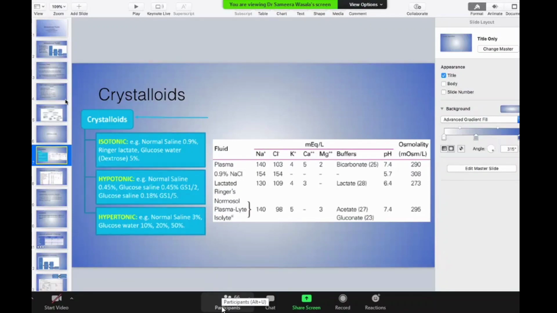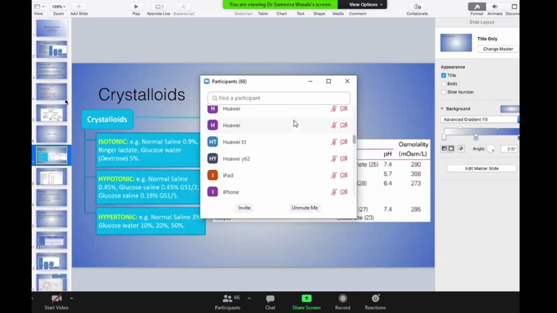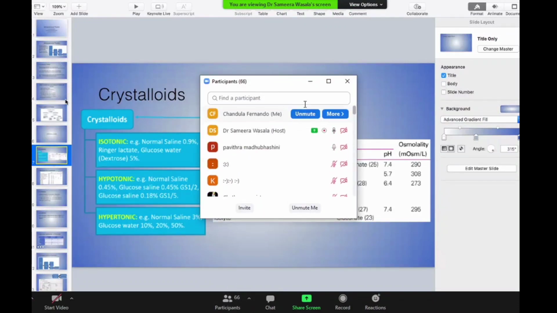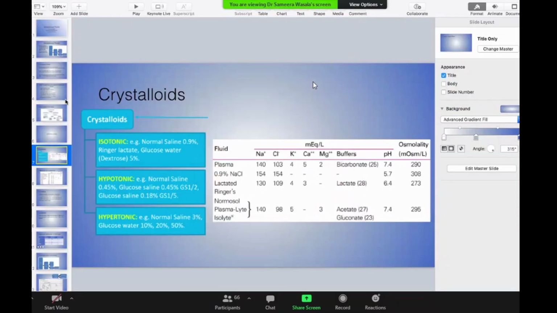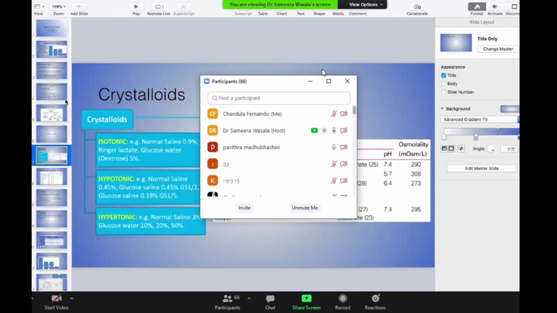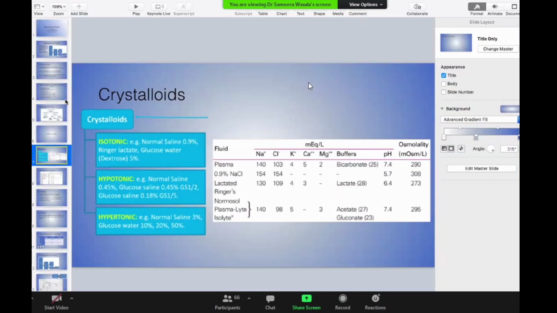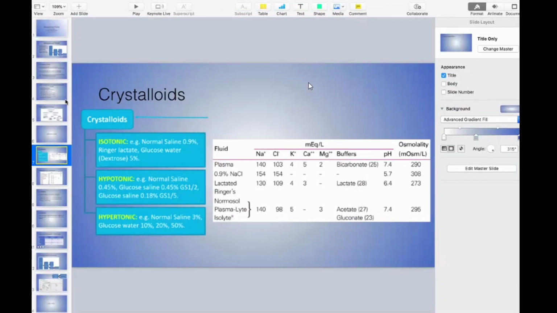Can you hear? Am I clear? Yes, sir, we can hear. Fine. Okay, so isotonic is that tonicity. When you give isotonic fluid, it doesn't move out or in. So they are going to remain in a single place. Those are isotonic fluids.